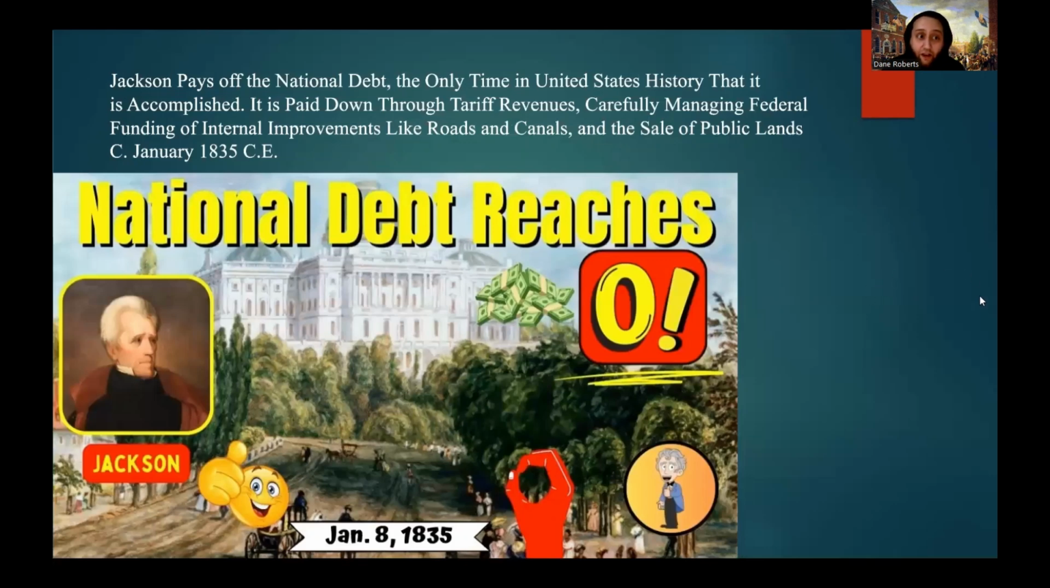That being said, Jackson would succeed in paying off the national debt, the only time in United States history that this has been accomplished. It was paid down through tariff revenues, the careful management of federal funding of internal improvements like roads and canals, and the sale of public lands, with the national debt officially being paid off in January 1835 CE.